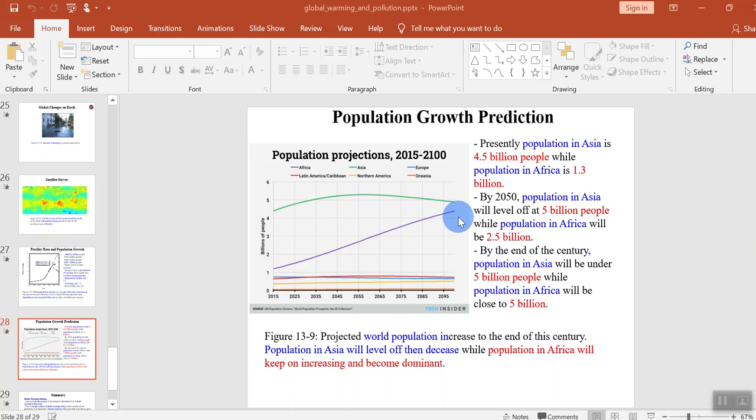I mean, now if Europeans are complaining about boat people coming from Africa to Spain, Italy, and Greece, wait till the end of the century. If there are like 1,000 boat people, now there will be millions of people from Africa going to Europe and so on.